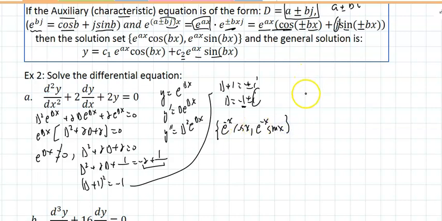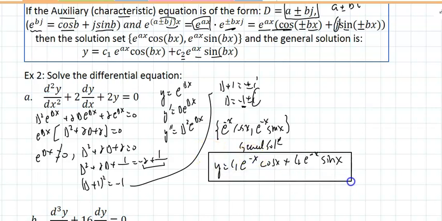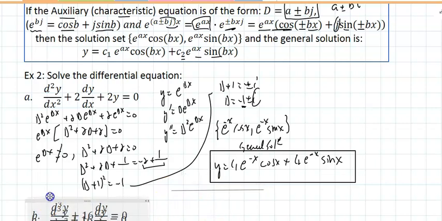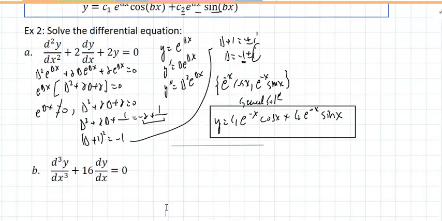And the general solution is y equals c sub 1 e to the negative x cosine of x plus c sub 2 e to the negative x sine of x. And there it is. And if I move to the next problem, same deal.